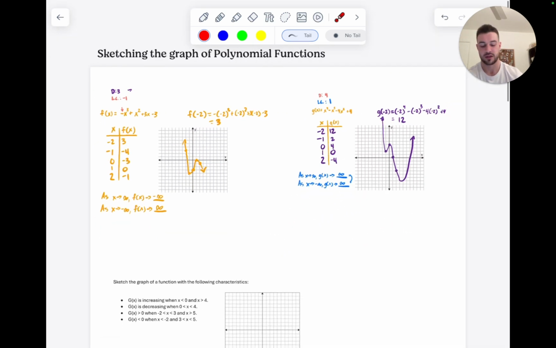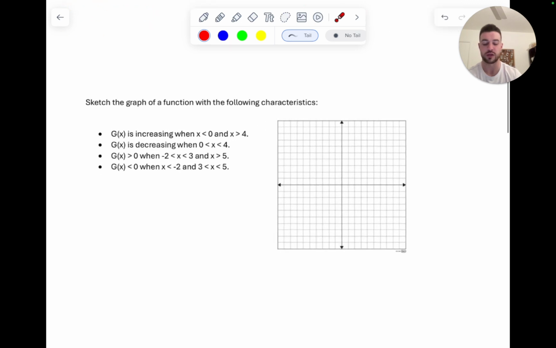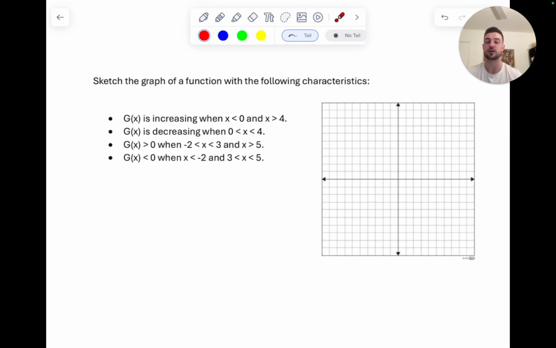All right. So one of the last things I want to do is sketch a graph of a function with the following characteristics. So these problems always seem challenging because you're given a lot of information, but the key is understanding what information you are being given. If you can figure that out, it really shouldn't be all that complicated.